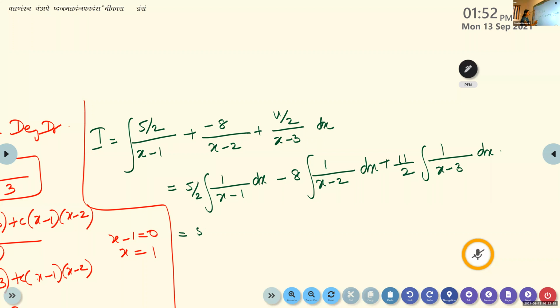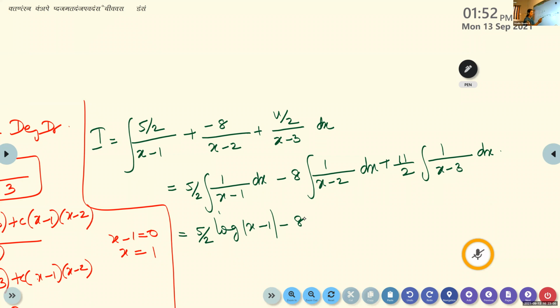So now what is the answer? What is integral of 1 by x minus 1, Aditya? No. Look at there, whether the derivative of the denominator is in the numerator. What is the derivative of x minus 1, Aditya? 1. So what is the answer? Yes, it is log of x minus 1.